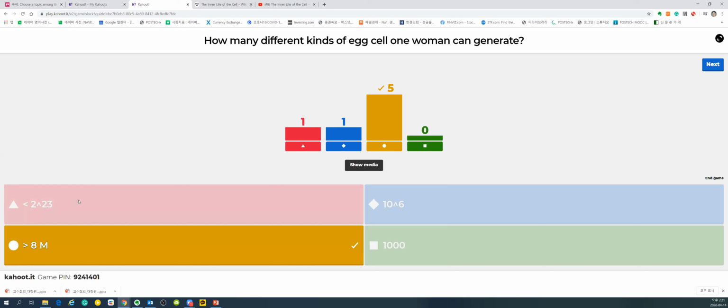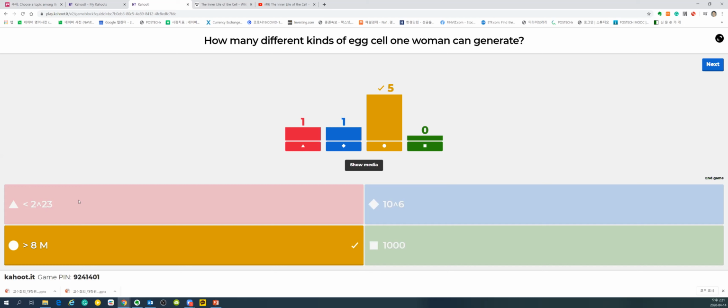So if the chromosome number is only 4, then we have a combination number of 16. 16 different kinds of sperm cell or egg cell we can generate. A human being can generate a lot more diversity, about 8 million, because the DNA is divided into 23 different fragments. And then they can be randomly reshuffled and recombined. That's how we can generate a lot of diversity.